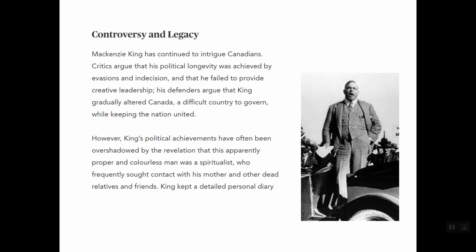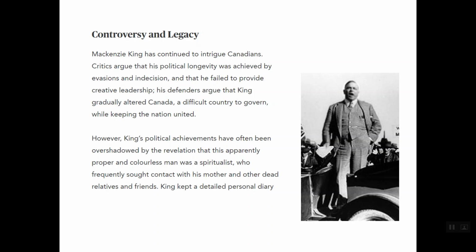Mackenzie King has continued to intrigue Canadians. Critics argue that his political longevity was achieved by evasions and indecision. Sound familiar? And that he failed to provide creative leadership. His defenders argue that King gradually altered Canada, a difficult country to govern, while keeping the nation united.